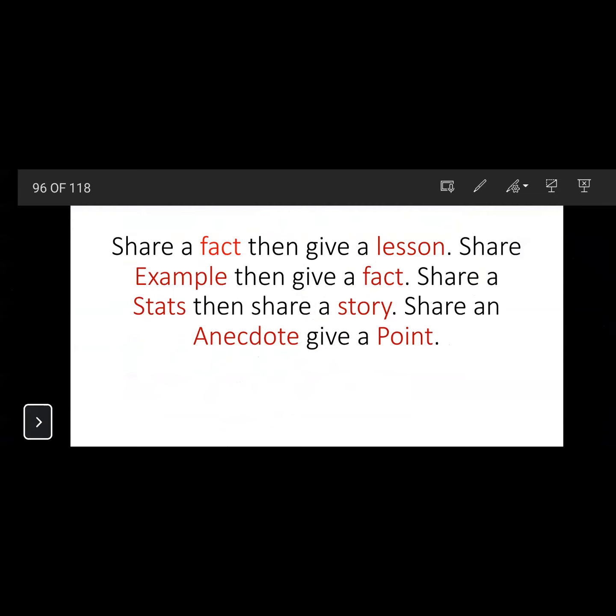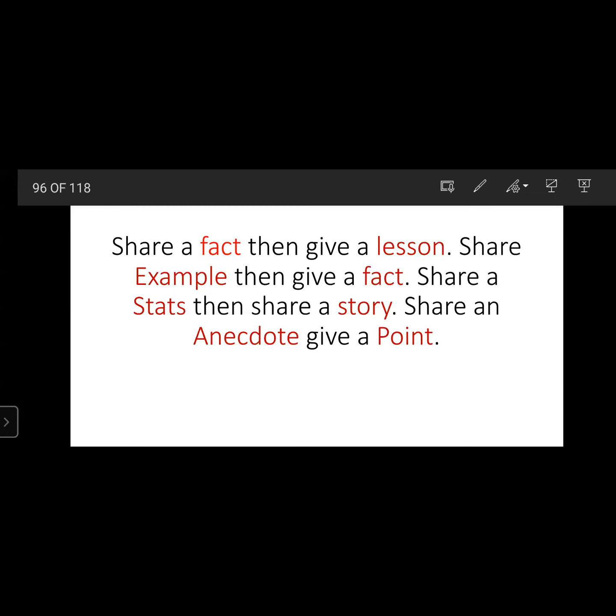All right, so the windshield wiper method puts into cognizance right brain and left brain. What you do basically, when you're presenting, is share a fact, then you give a lesson. A fact will appeal to the right brain, a lesson will appeal to the left brain. Then you share an example. An example appeals to the right brain hemisphere, and then you give a fact to appeal to the left brain. It may be a stat. A stat will appeal to the logical left brain, and then a story will appeal to the right brain. You share an anecdote, a short story, and then you give a point.